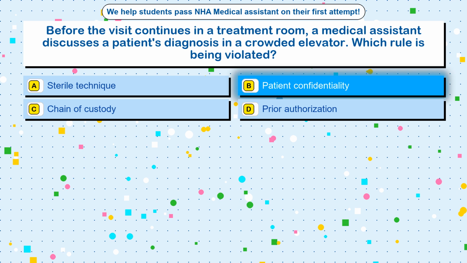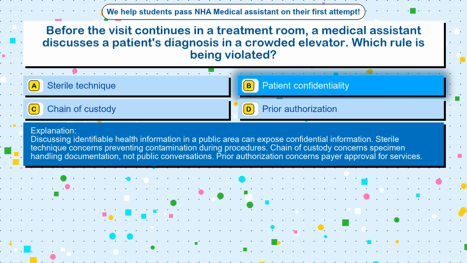Patient confidentiality. Discussing identifiable health information in a public area can expose confidential information. Sterile technique concerns preventing contamination during procedures. Chain of custody concerns specimen handling documentation, not public conversations. Prior authorization concerns payer approval for services.